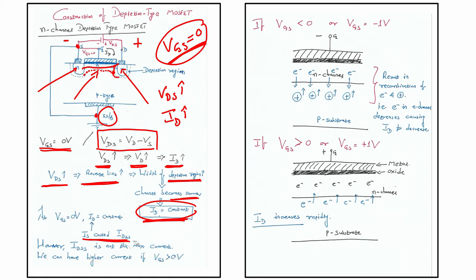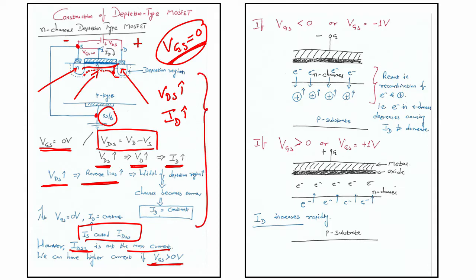So, that ID constant, ID saturation, does not mean that we cannot have more than IDSS; it is not a maximum current. We can have more than IDSS if we start increasing VGS greater than 0 volts, right. This was the condition when we have VGS equals 0 volt. But if I increase VGS greater than 0 volt, I will see an increase in the IDSS or the drain current ID. Easy.